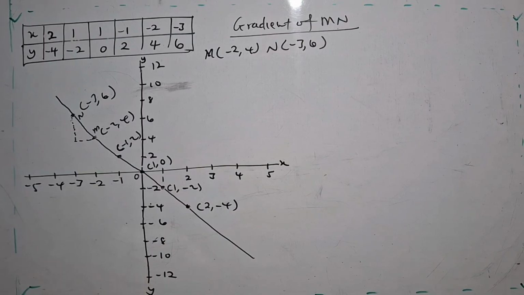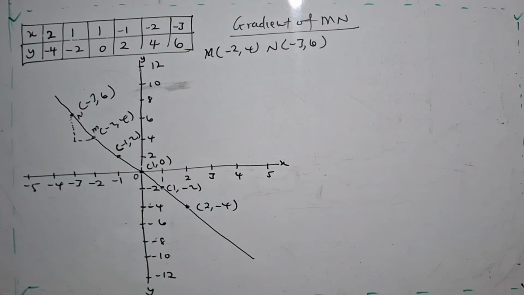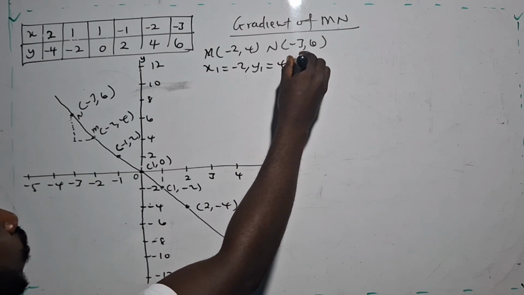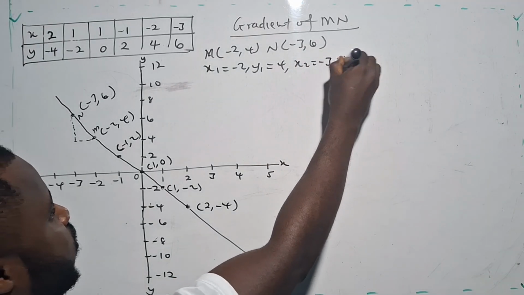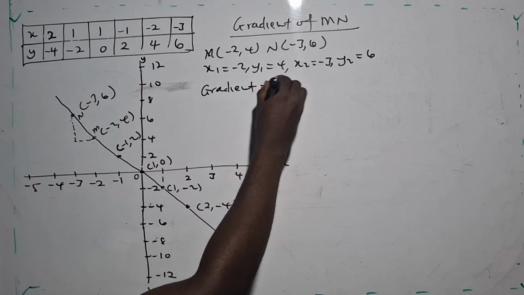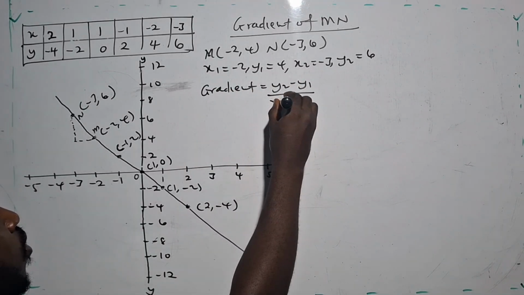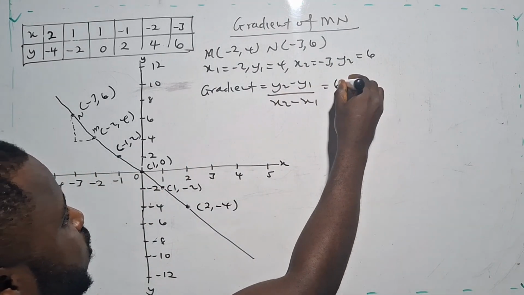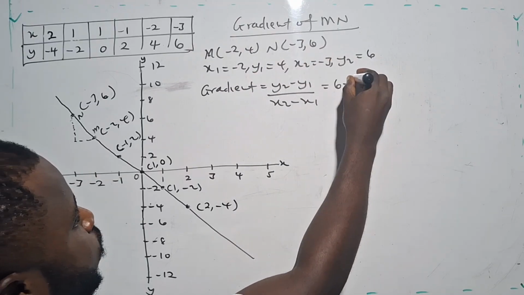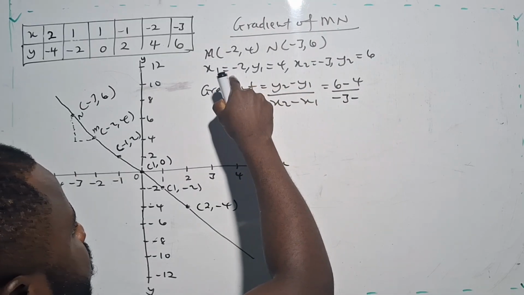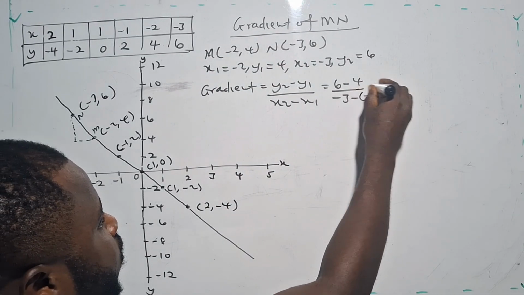You see, the other one was going this way, and I said it was positive gradient. Now this is going this way, it is negative gradient. Now let's see if it is true. Our answer will determine. So x1 is negative 2, y1 is 4. So x2 is negative 3, y2 is 6. So the gradient is (y2 minus y1) over (x2 minus x1). Now what is y2? 6 minus y1, 4. x2 negative 3, minus x1 negative 2.